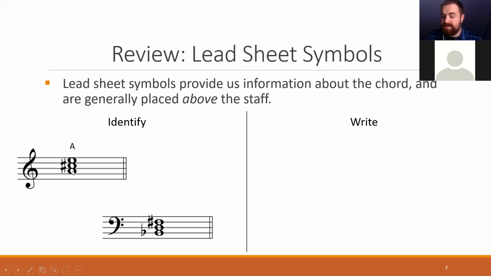If we know that A is the root and it's a major chord, our lead sheet symbol for major chords is simply just the note name of the root above the staff. Okay, let's try this one out. What about this one? So we've got a B flat as the root here. So it's going to be a B flat chord of some kind. What is the quality of this and what is its lead sheet symbol?